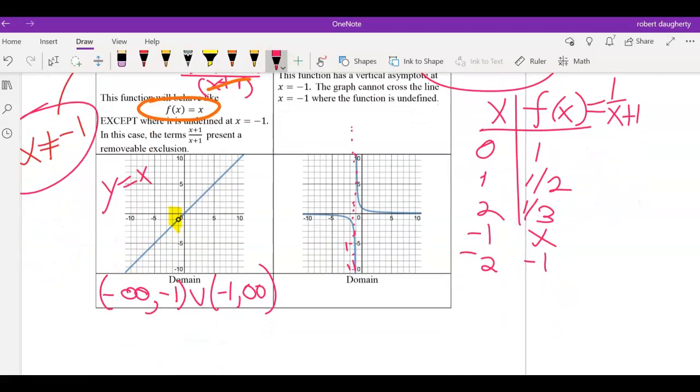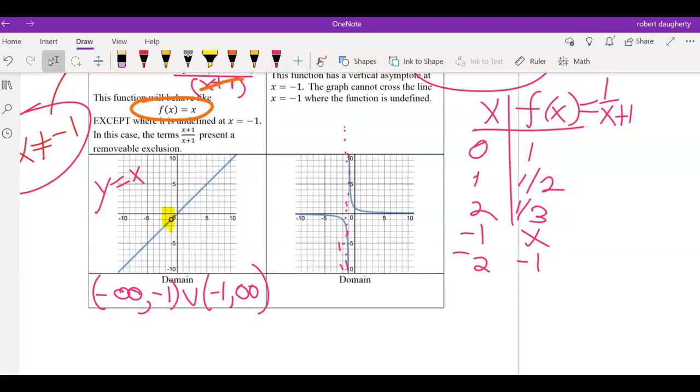What is the domain of this function? The domain is from negative infinity to negative 1, cannot include negative 1, and then from negative 1 to infinity. So the point is, both of these functions have a problem, a discontinuity, and an exclusion at negative 1, but they appear differently. So that's just an intro to something you'll see more detailed in your class next year.